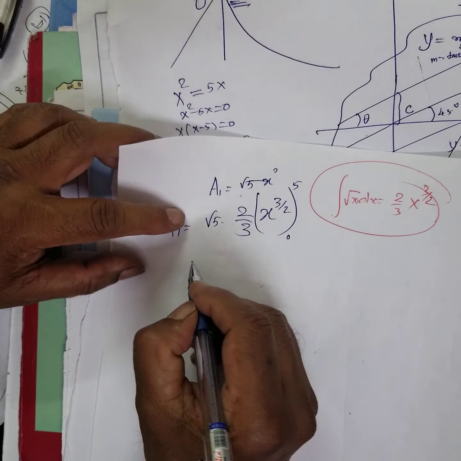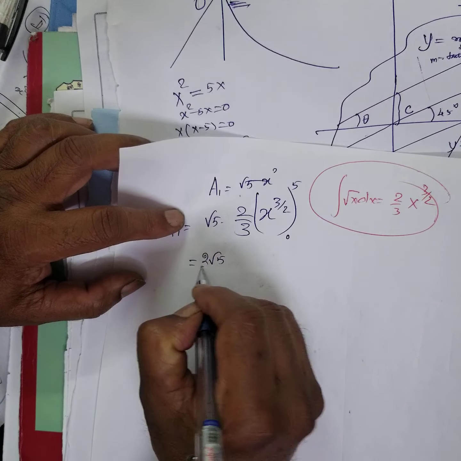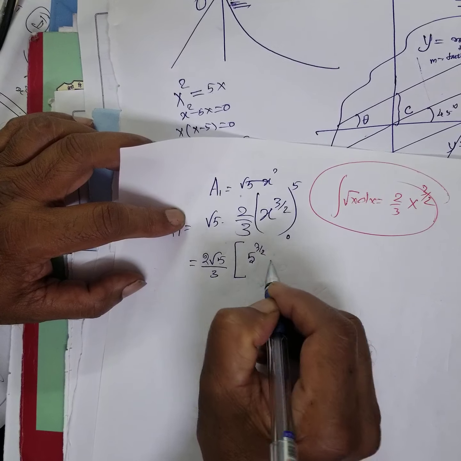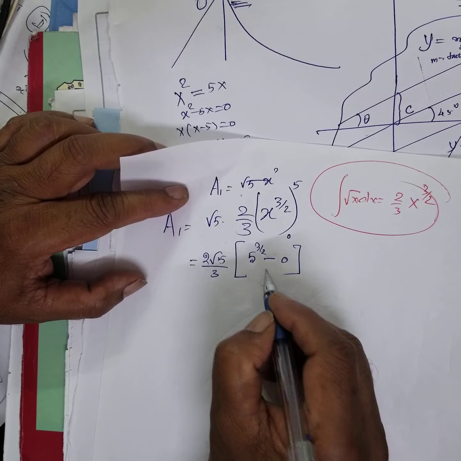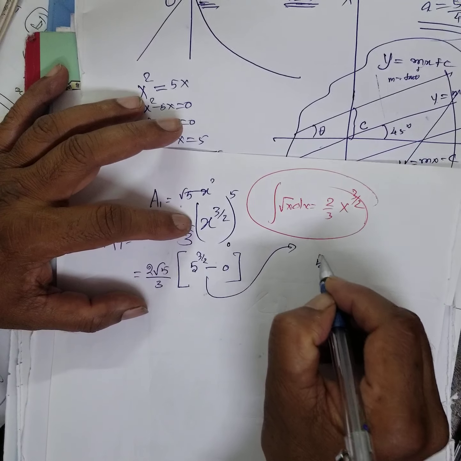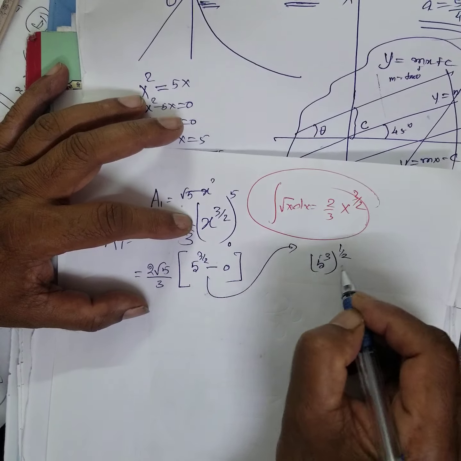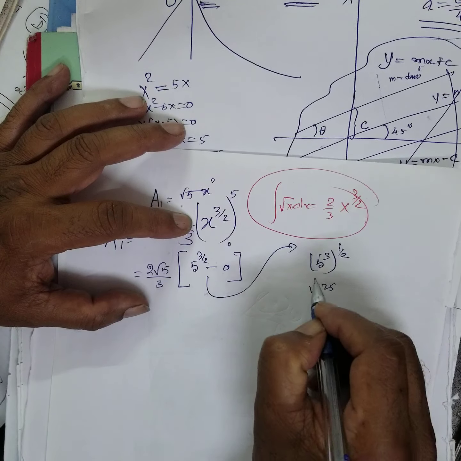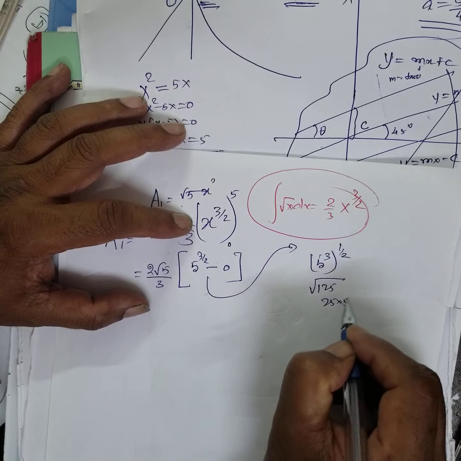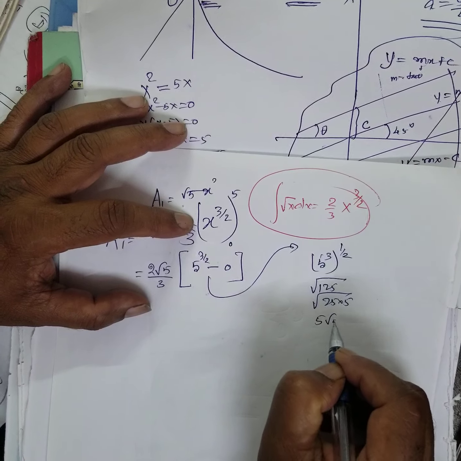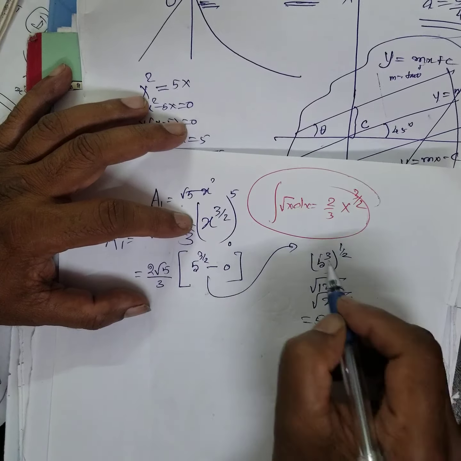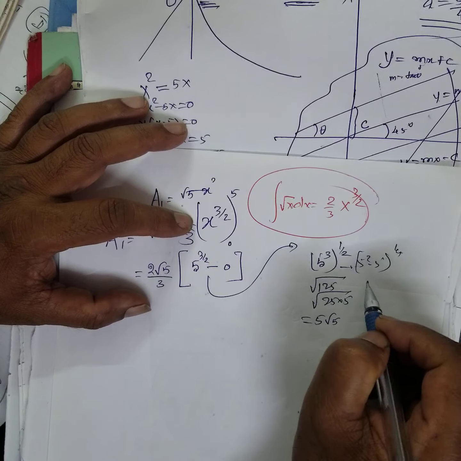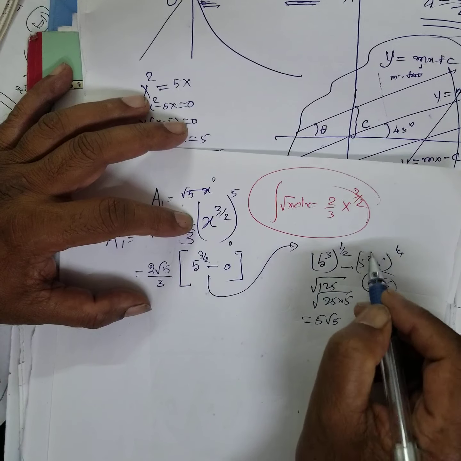Then root 5 into 2 by 3, apply the upper limit 5 to the power of 3 by 2 minus lower limit. Now this I will take out, 5 cube to the power of half. 5 cube is what? 125 into root, right? 25 into 5, isn't it? That is 5 root 5. Or you can write 5 square into 5 to the power of half. This way also you can do it.